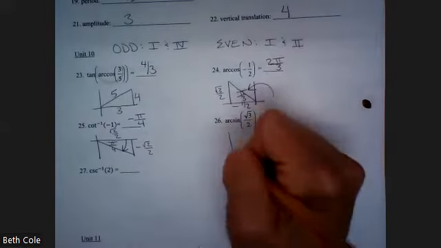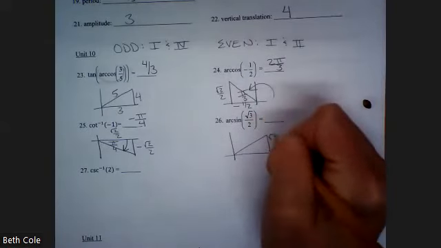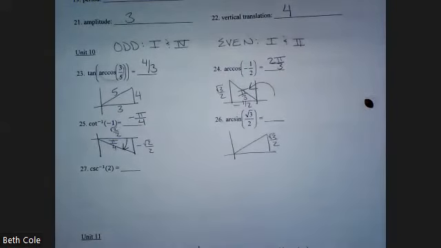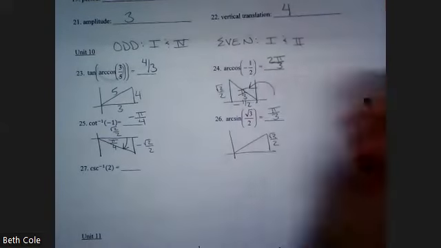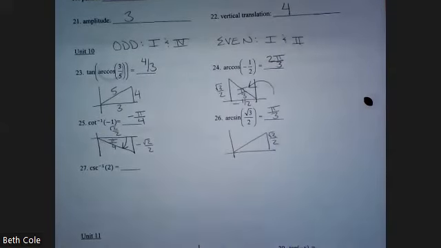This one's positive, so first quadrant, sine is the y value. And across from that, you get pi over 3, and that would just be your answer because you're in the first quadrant. That's one you almost kind of don't need a picture for. You can kind of just think through that one.